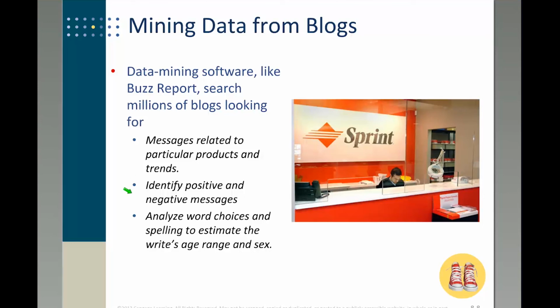They would also be able to identify positive and negative messages based on a few keywords so that the company would know consumers' opinion about that service and product. And furthermore, they can even analyze word choices and spelling to estimate the writer's age range and sex. And this will enable further analysis to say what kind of people tend to be interested in this type of product.